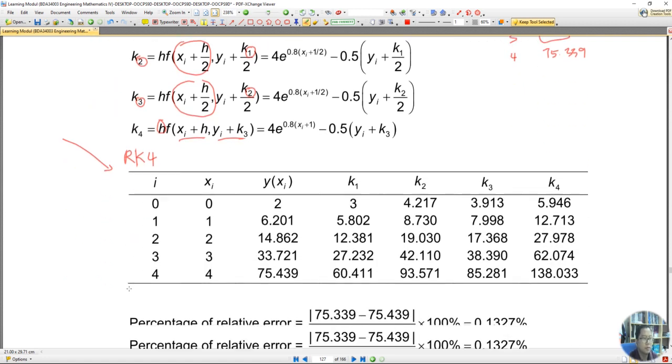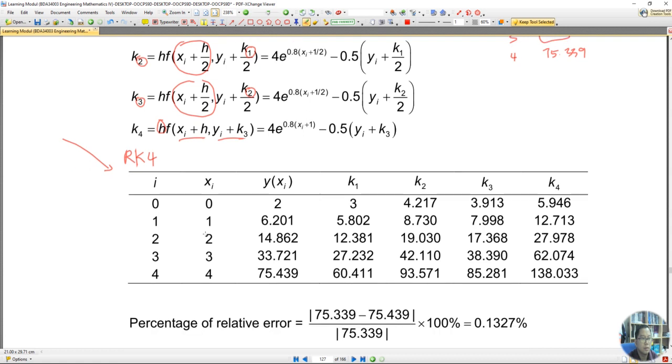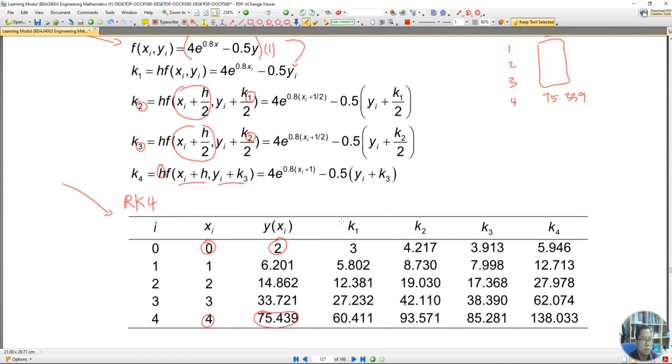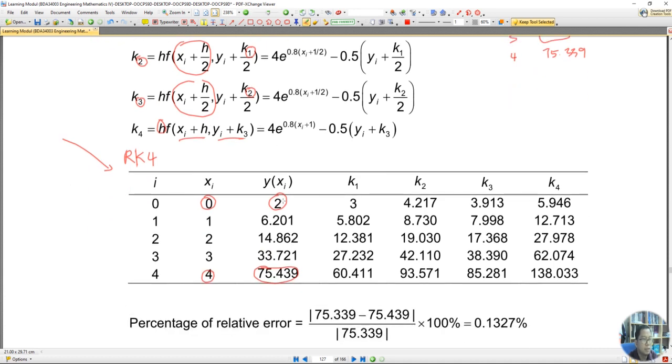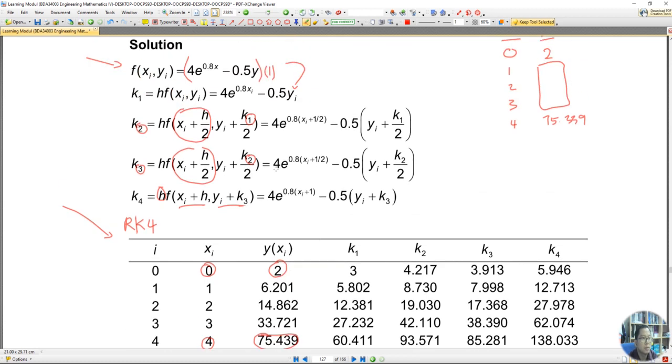That's it. Start from 0 until 4, and the initial value is 2 until 75.439. Let's say k1: all these values you have to multiply by h. H in this case is 1.